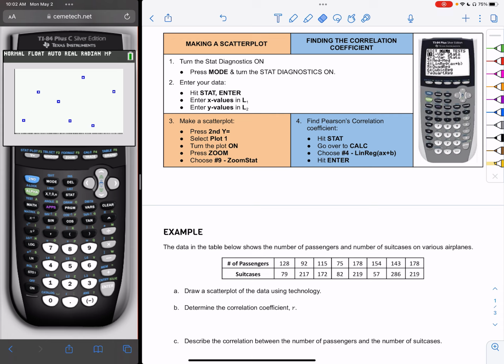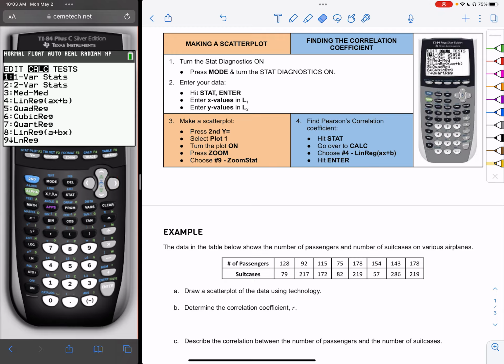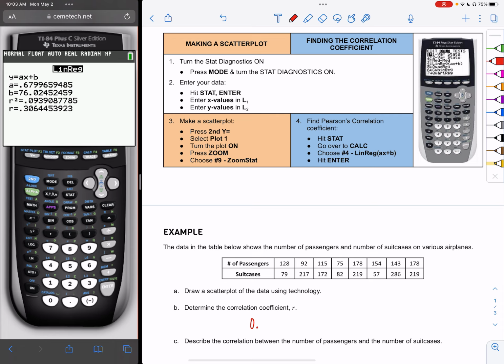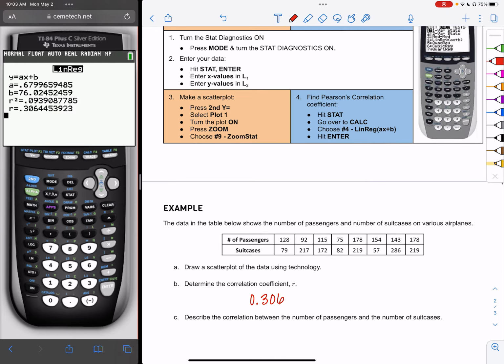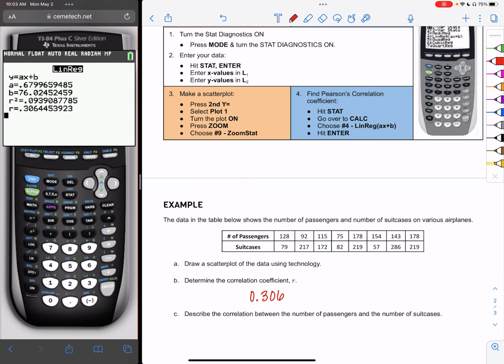All right, so that's how I could graph it. So now it says determine the correlation coefficient R. So I've already put my data into L1 and L2. So all I have to do is press stat, go over to calc, and then I go down to number 4. X values are L1, Y values are L2. Everything else is blank. Go down to calculate. And as you can see here, we see our equation and we see the value for R there. So our correlation coefficient here is 0.306.